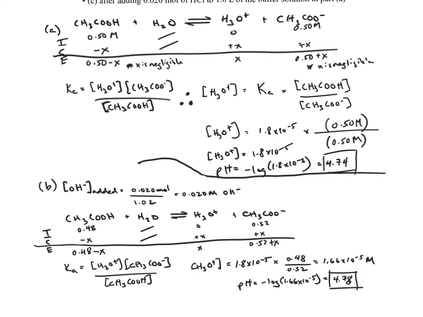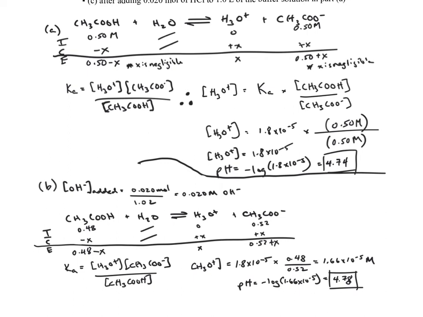It's gone this way. And when I set this up into an ice table, I get 0.48 minus X, this one's X, and this one's 0.52 plus X. But once again, we're going to assume that X is negligible, just like we have before. And we're solving for a pH, which means I'm going to go for this hydronium ion. Solving for that, rearranging is going to be Ka times the acid concentration over the ion concentration. And that's going to give us that this concentration is 1.66 times 10 to the negative fifth molar. And that pH is equal to the negative log of that, which is 4.78.